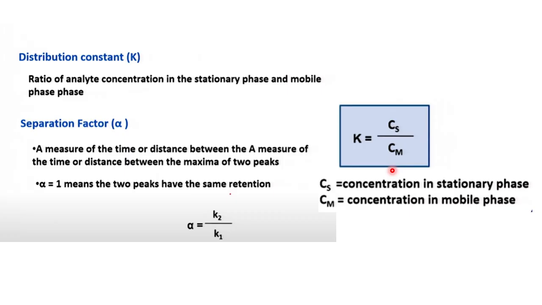And the separation factor alpha is a measure of the time or distance between the maxima of two peaks. Alpha equal to 1 means two peaks have the same retention. So to get higher resolution, alpha should be high, and for that your stationary phase and the column length will play a critical role.